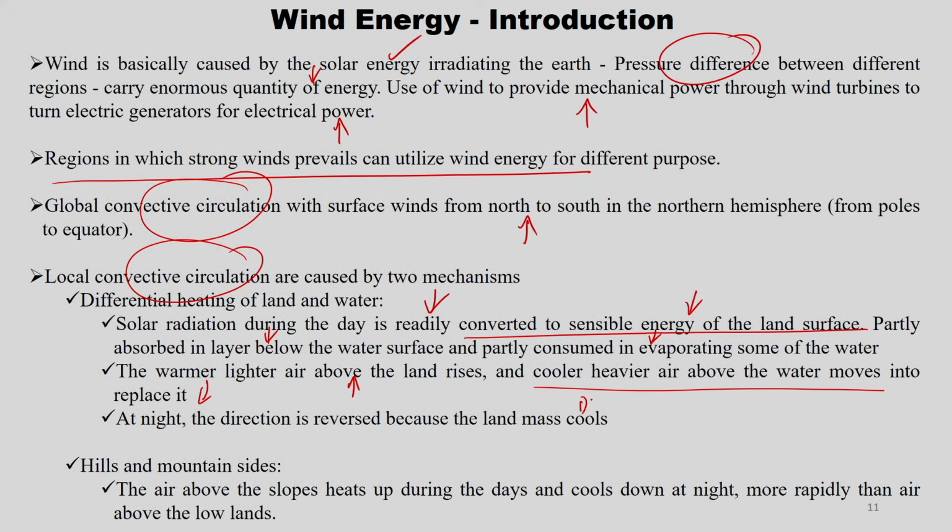At night, this cycle reverses. Hills and mountains also contribute to wind energy because the air above the slopes heats up during the day and cools down at night more rapidly than the air above the lowlands. So, these two are local convective circulation and global convective circulation from poles to equator. Because of these two convective circulations, wind energy is created.